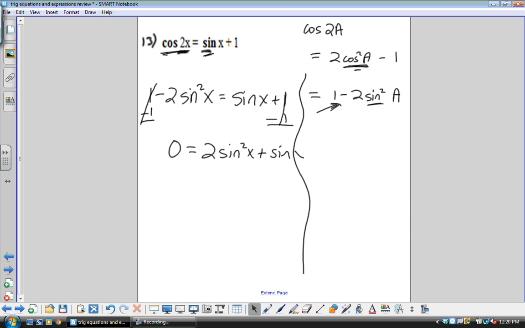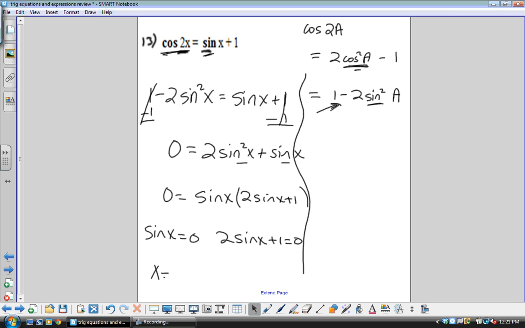So this one's a little different. It's got a linear term, but it doesn't have a constant term. So what we're going to do here is just factor out a sine x. So we get sine x times 2 sine x plus 1. Now we'll just set both of the factors equal to 0. So we'll get sine x equals 0, and then 2 sine x plus 1 equals 0. So sine is 0 at 0 and pi.